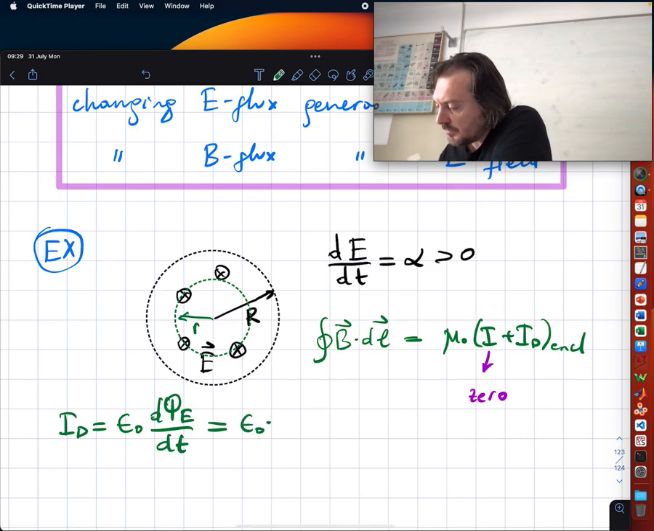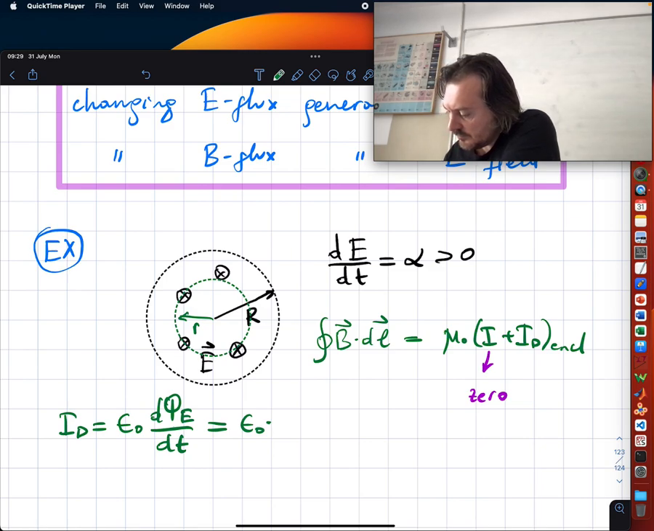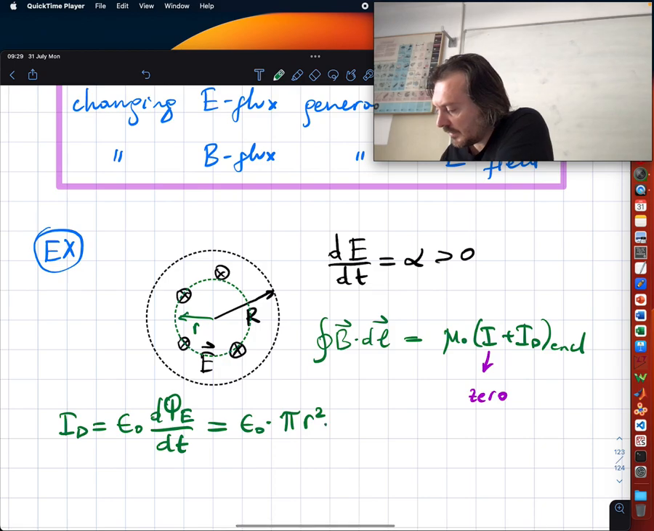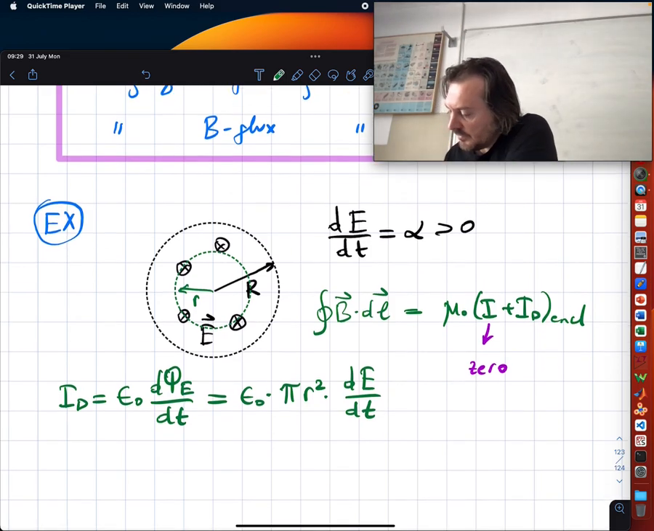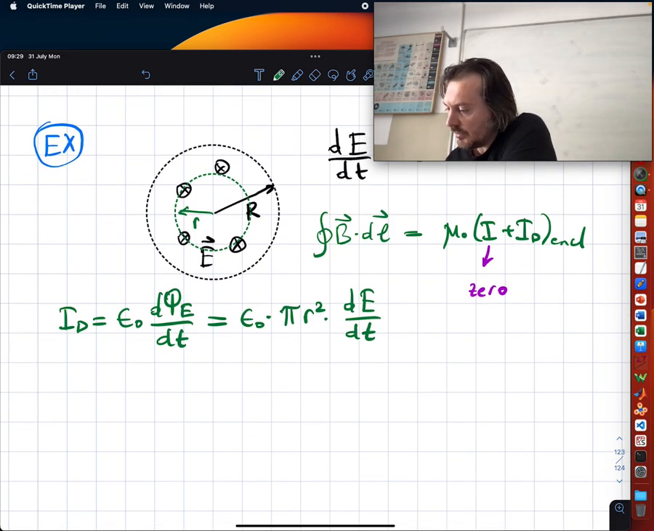So epsilon 0 times area. What is the area? Pi small r squared times dE over dt. And by the way, notice that there is no negative sign in front of this. In Faraday's law, there was a negative sign in front of magnetic flux generating the electric field. This time there is no negative sign, so you don't need to think about Lenz's law in this particular case.